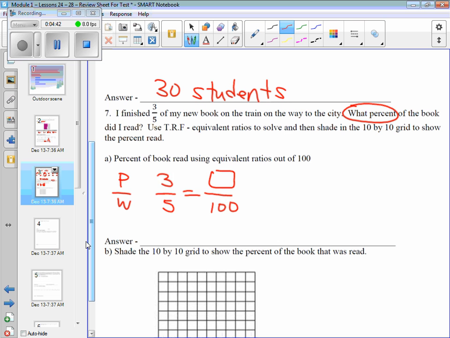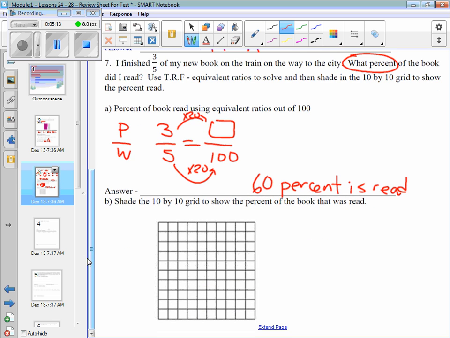Do we need to reduce? Multiplying by what number then? Just shout it out. 20. And if you do that to the top part of the ratio, you get 60% as your answer. 60% is red. And that's done. 10 by 10 grid showing 60%. Most of you are fine with that, if not all. 6 rows.